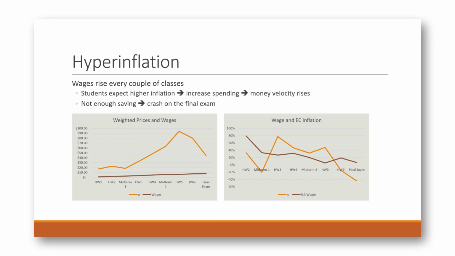And what we get in the middle of the semester is that inflation is much higher than the actual increase in wages. And what's going on is that they're expecting higher inflation, so they increase their spending, so money velocity rises. Right? So now we're just talking about the equation of exchange. Then there's almost always a crash at the end of the semester.